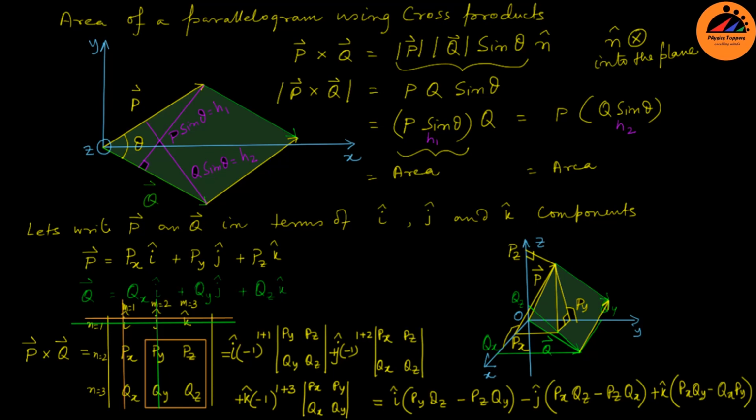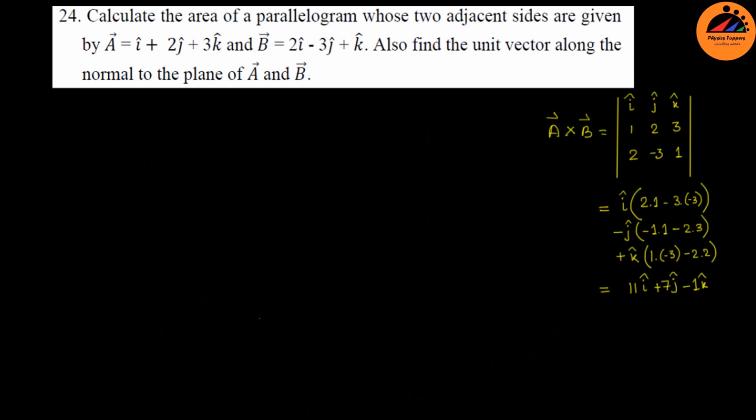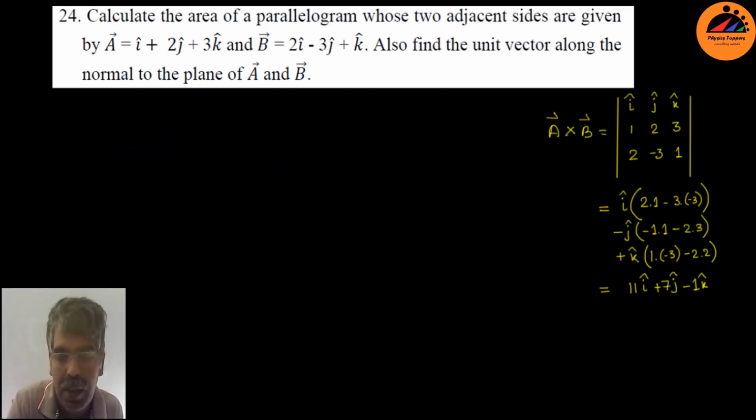How it takes the form of a determinant I can show you separately, but let me not go into that. Let me do a few problems first, try to make you feel that this actually works, then we will go into the proof. So let me do a few problems. You will get these notes in the description box. Okay. See, here I have a problem. Calculate the area of a parallelogram whose two adjacent sides are given by the vectors A, i cap plus 2j plus 3k, and B, 2i minus 3j plus k.